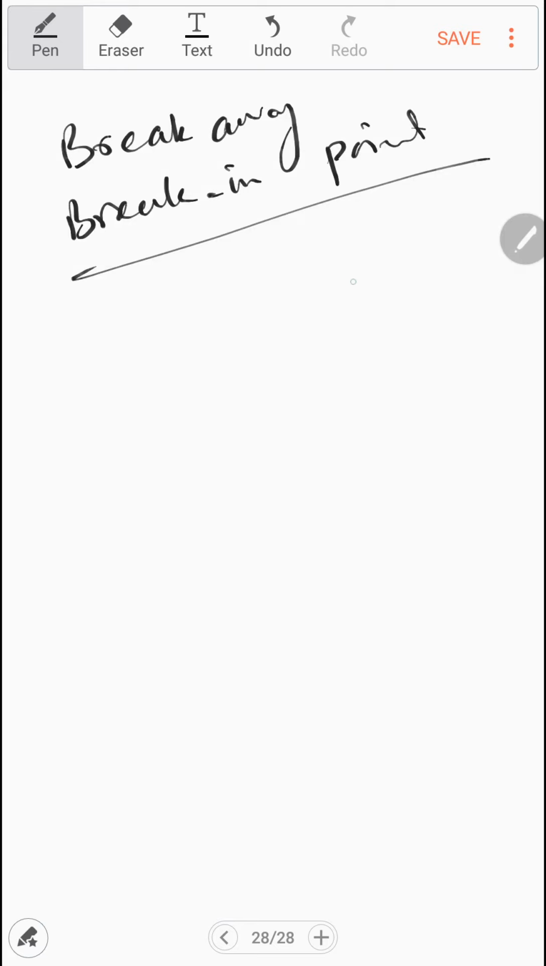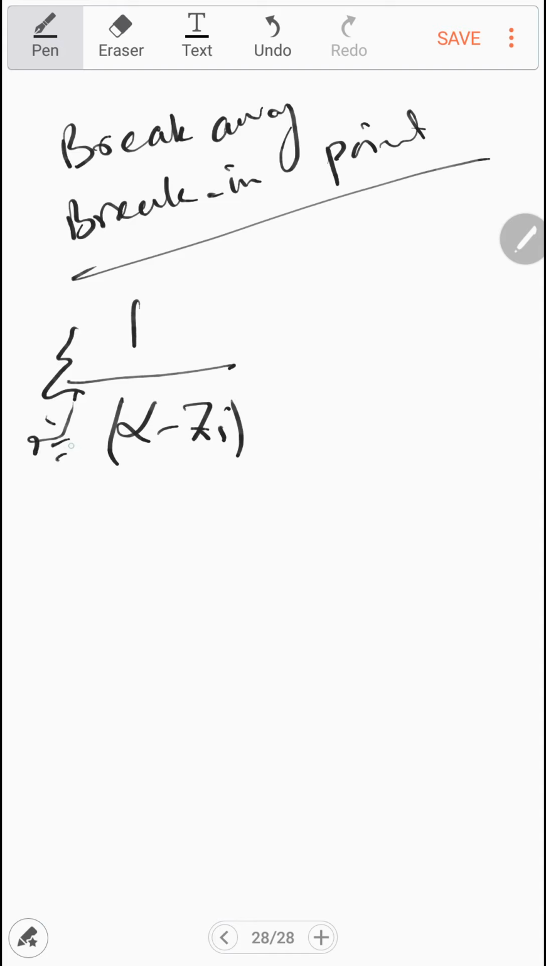Remember that we can find the breakaway and break-in points by using the relation 1 over alpha minus zi, summation over i equal to 1 to m, which is equal to 1 over alpha plus pi. So we replace s with alpha, because s is complex, s equals alpha plus or minus j omega.